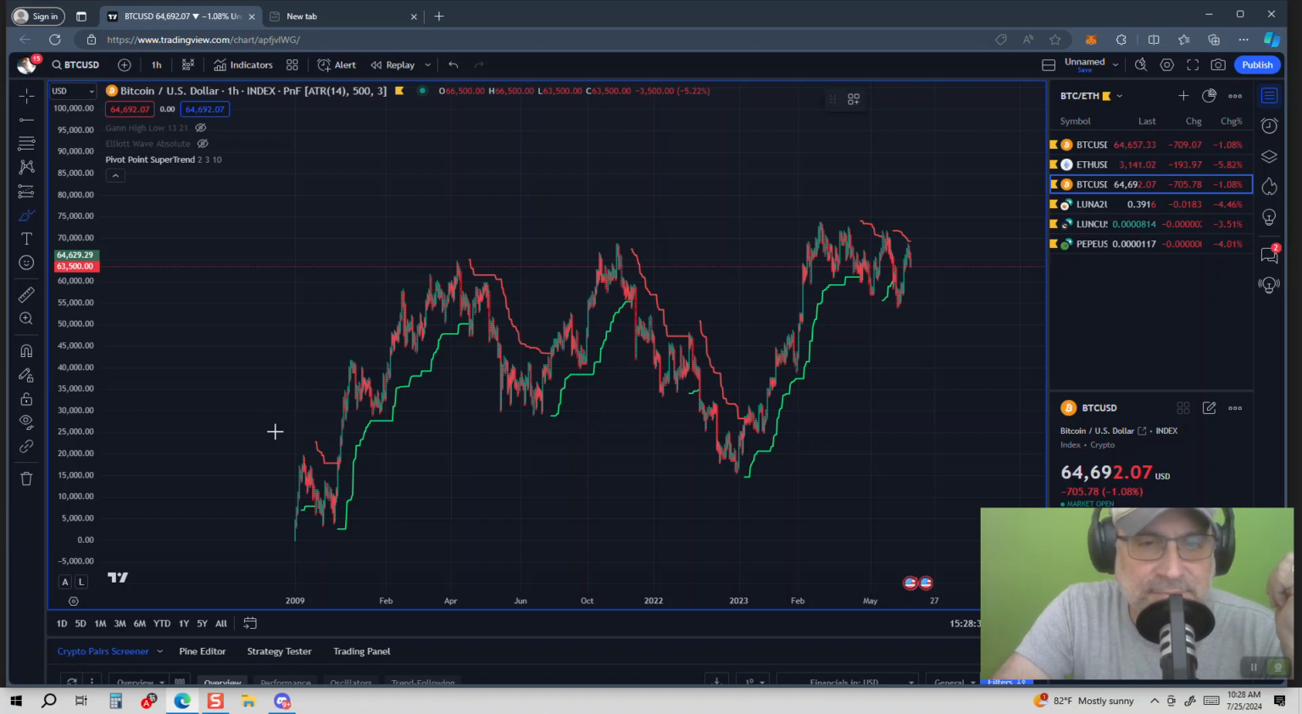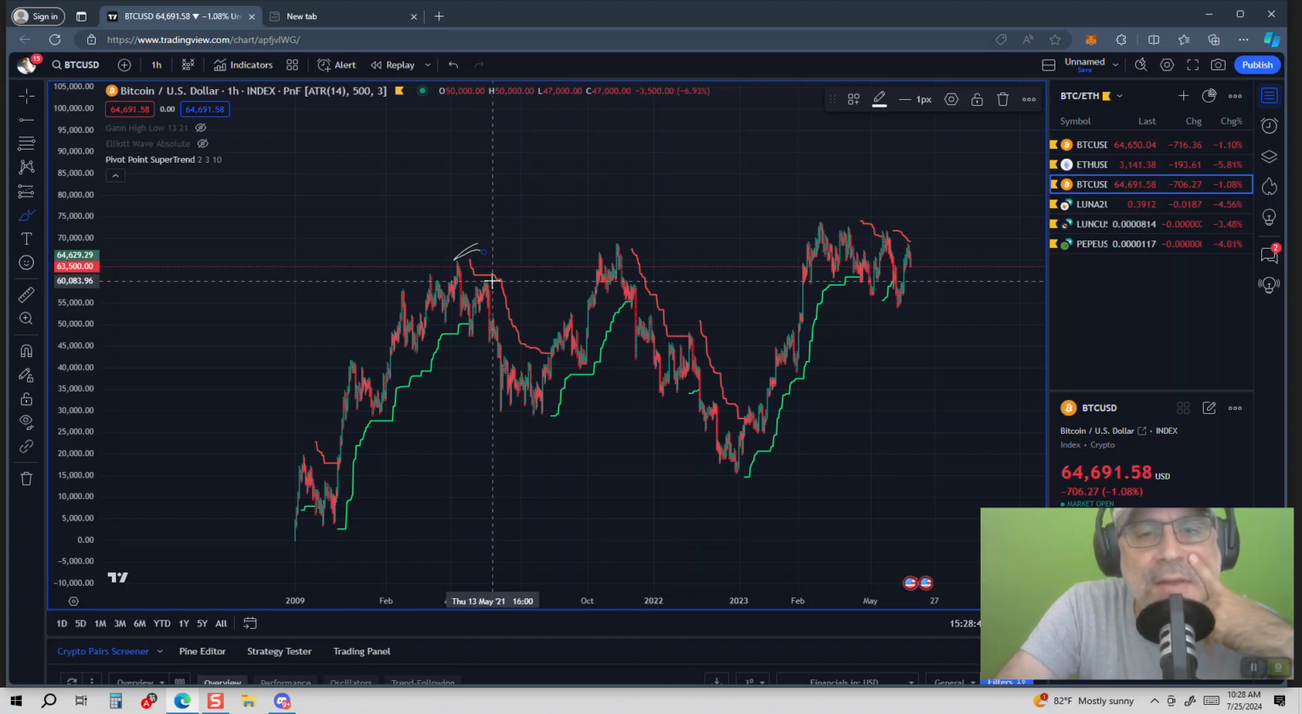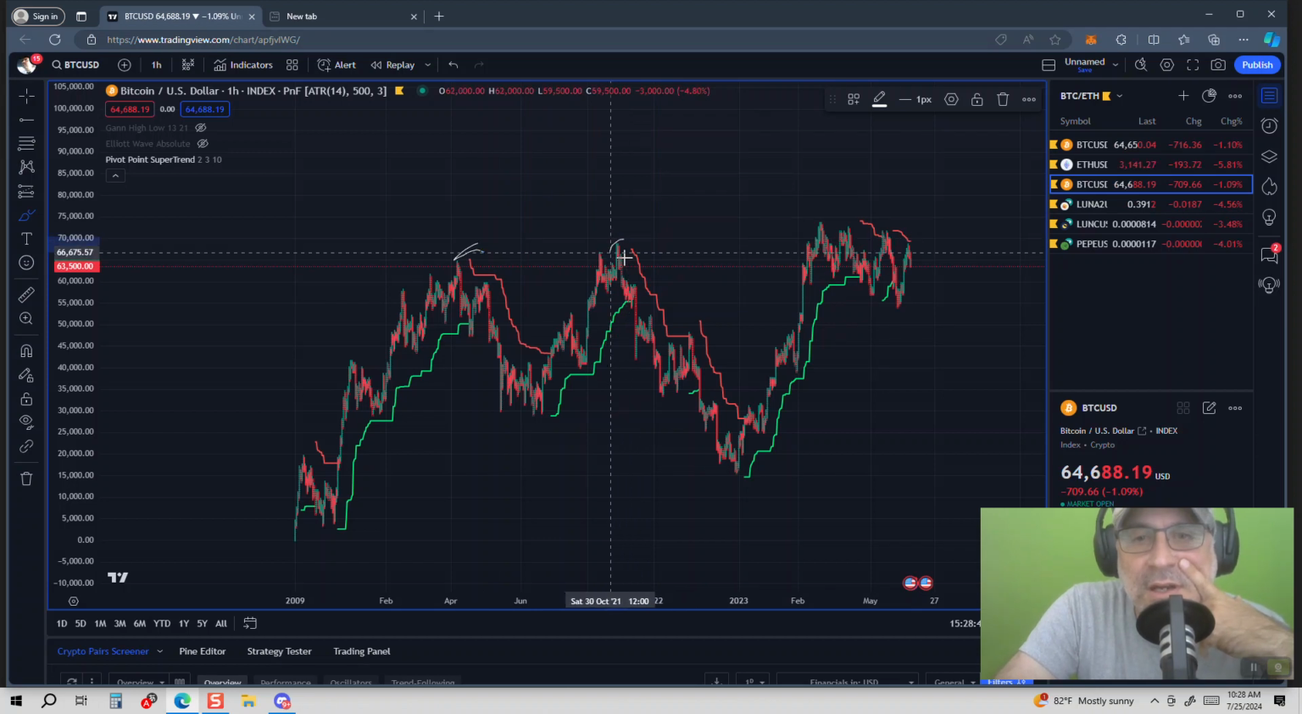Now, we have one pivot here starting. These kick off the macro retracements at the UTAD. So here's the UTAD from April of 21.